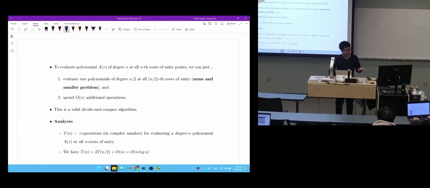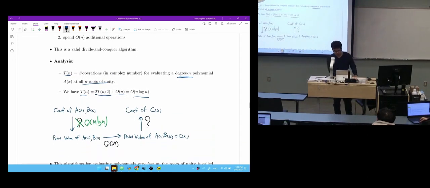And when you analyze the running time, this is the equation that you get. Let T be the time that you need for a problem of size n, that is, evaluating a degree n polynomial at all n roots of unity. This can be written as recursing on problems of size n over 2, doing it 2 times, and spending n additional time. And that gives you n log n if you solve this equation.